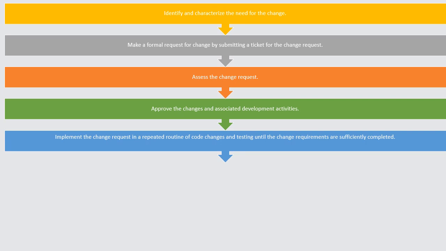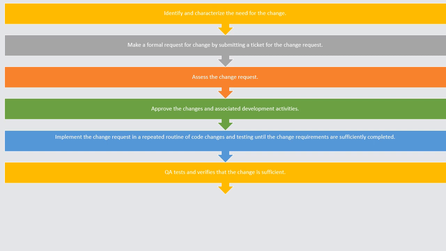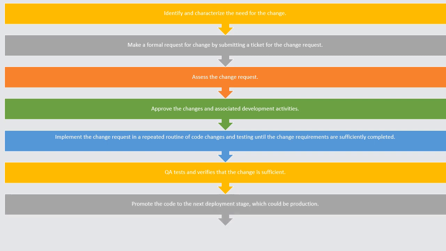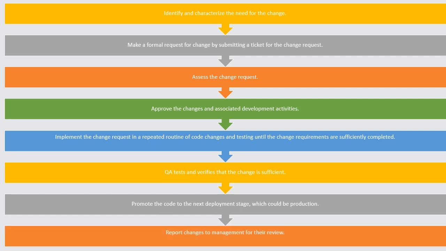Implement the change request in a repeated routine of code changes and testing until the change requirements are sufficiently completed. QA tests and verifies that the change is sufficient. Promote the code to the next deployment stage, which could be production. Report changes to management for their review.